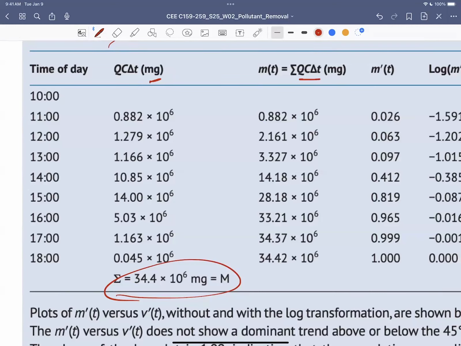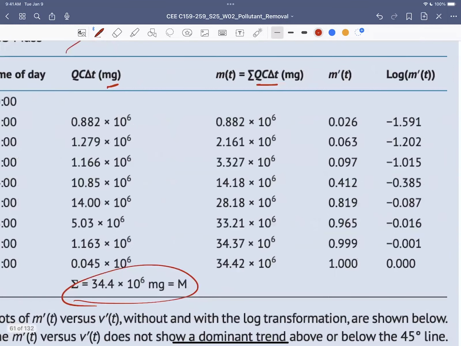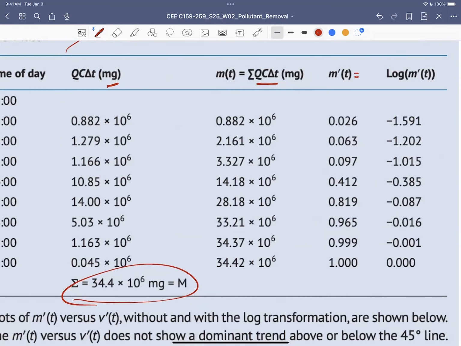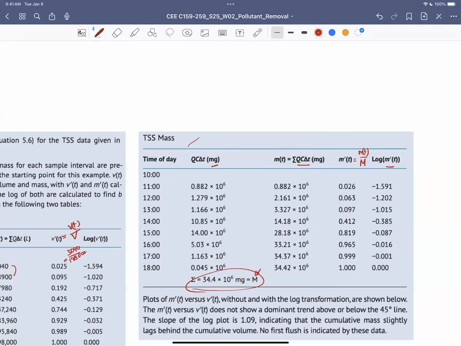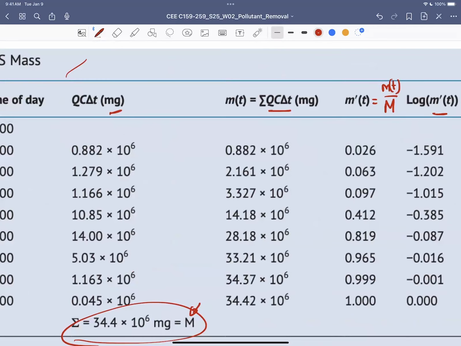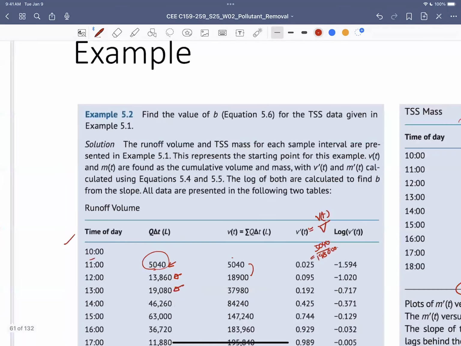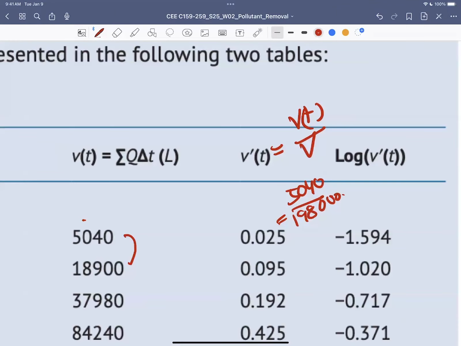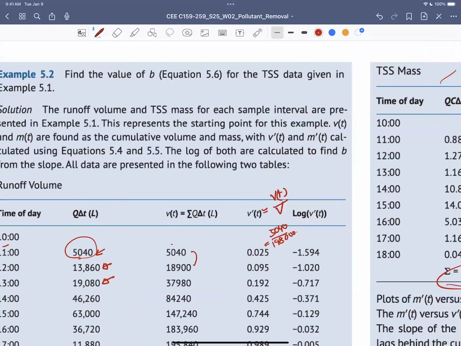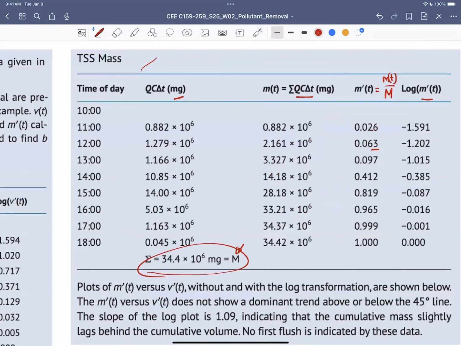This number is given, in milligrams, and this is cumulative, by the way. So M_t divided by M, which is this total M, gives you a fraction. Now you take the log. What that means is that only 2.6% of the total mass is discharged in the very first flow. Here, if you see 0.25, only 0.25% of the water has been discharged, so that's very close to 1. But here you can see 0.63, which means 66.3% of the pollutant is discharged by the second time you take water.